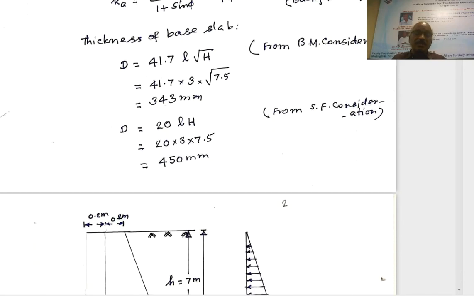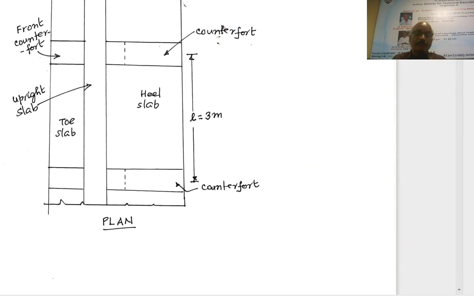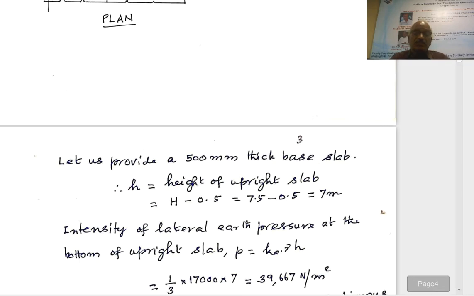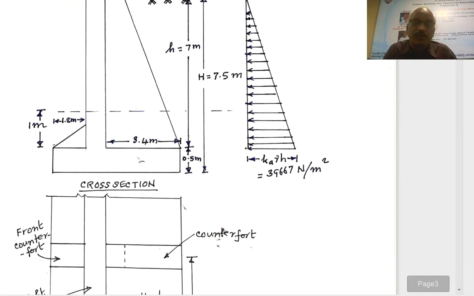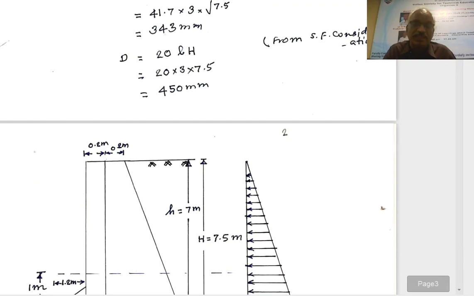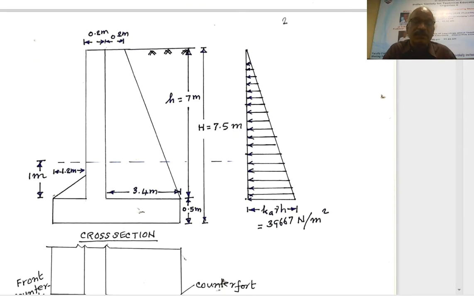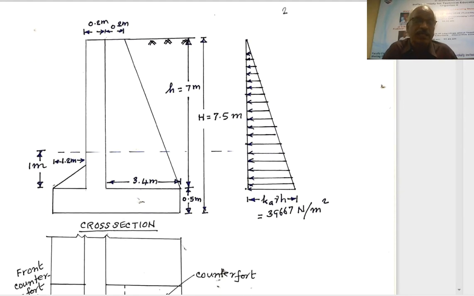So for the base slab thickness, let us provide a 500 mm thick base slab. We are getting two values, one is 450 and the other is 343, so let us assume a base slab thickness of 500 mm. So this is the cross section of the retaining wall.